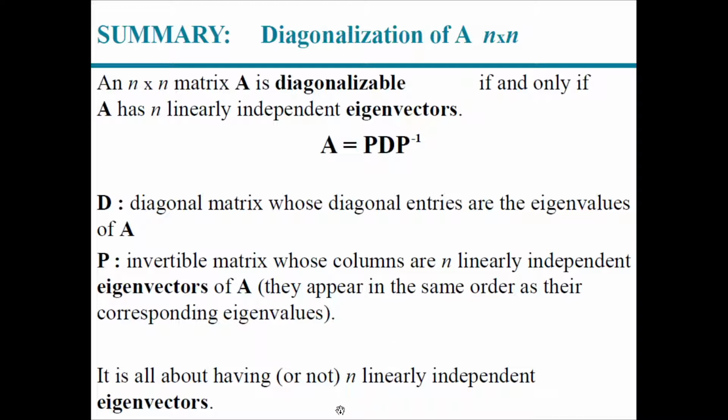So it's all about eigenvectors. Diagonalization is all about eigenvectors. Do I have n linearly independent eigenvectors? Yes or no? If I do have, then my matrix is diagonalizable and it's not complicated to do the work. Matrix D, I put the eigenvalues on the diagonal, and matrix P, I put the eigenvectors in columns in the same order as their corresponding eigenvalues. That's it. That's all it is in diagonalization.